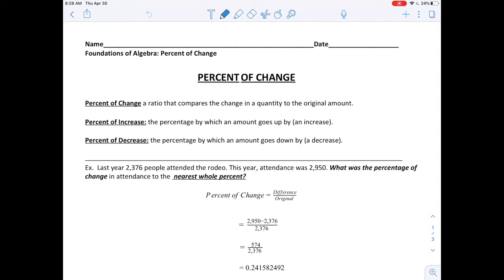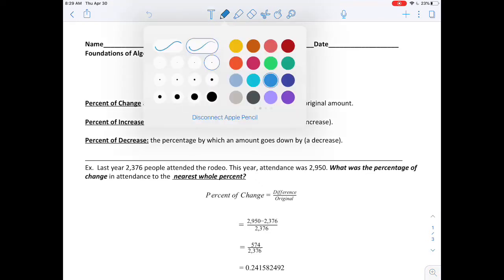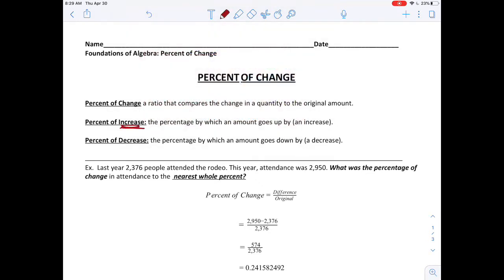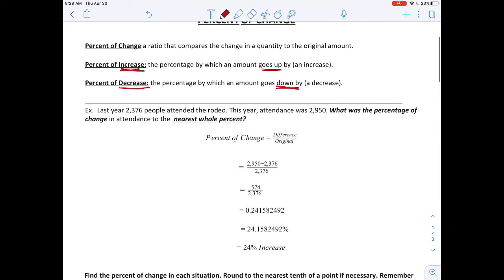Hi everyone, today what we're going to be learning about is percent of change. So percent of change is a ratio that compares the change in a quantity to the original amount. Your percent can either increase or decrease. The percent of increase means the percentage by which an amount goes up. Think of increasing: if something increases, it goes up. And the percent of decrease is the percentage by which an amount goes down.